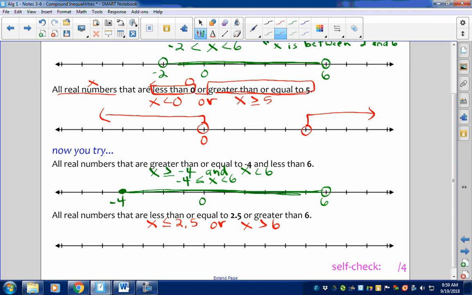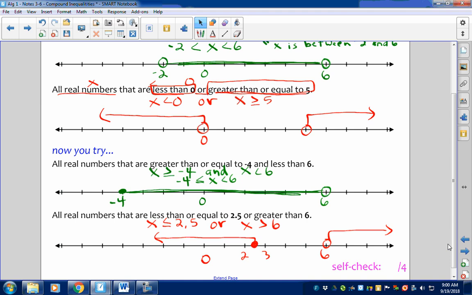I place 0 right here. 1, 2, 3. 2.5 would be halfway in between 2 and 3. Closed circle right there. Shade to the left. X is less than or equal to 2.5. Or 4, 5, there's 6 right there. We have an open circle at 6. All real numbers that are greater than 6 would be to the right of that. So that's translating the words into a compound inequality.